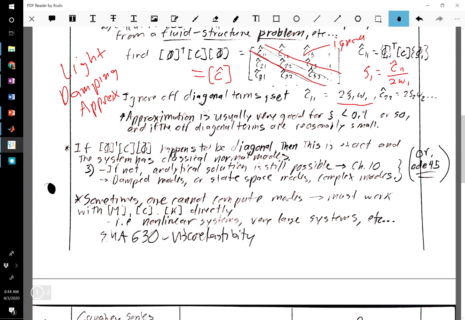But you can come up with some crazy counterexamples where you have a really large off-diagonal term where interesting things happen that are important, that are neglected. So that's one approach that we can do. The light damping approximation.